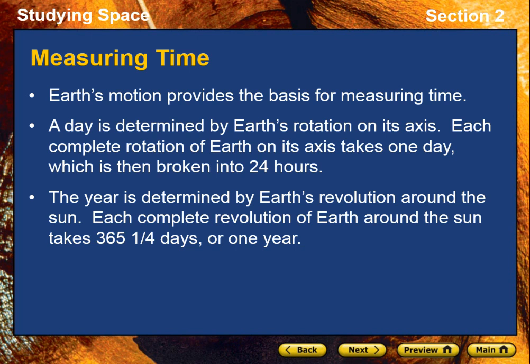A month is based on the Moon's motion around Earth. A month was originally determined by the period between successive full moons, which is 29.5 days. The word month actually comes from the word moon. However, the number of full moons in 1 year is not a whole number. Therefore, a month is now determined as roughly 1/12 of a year.